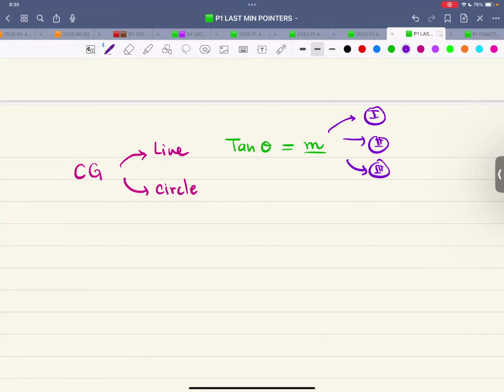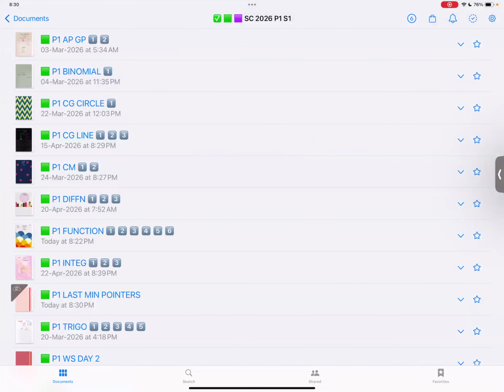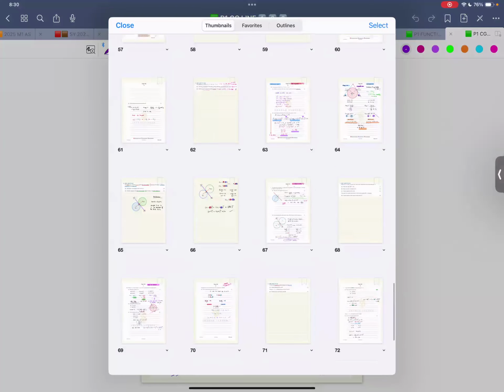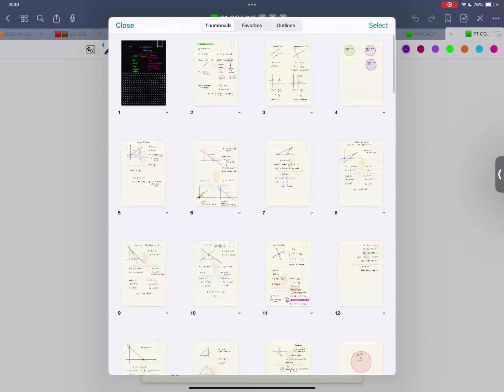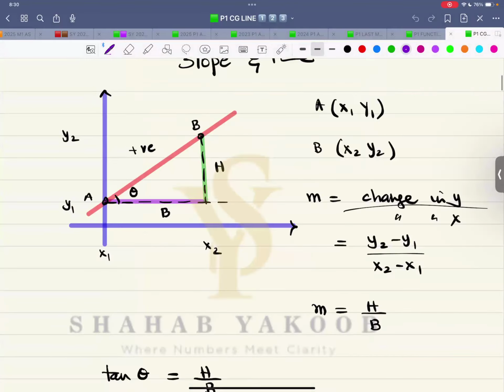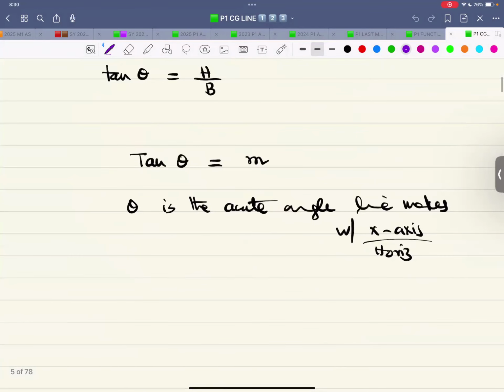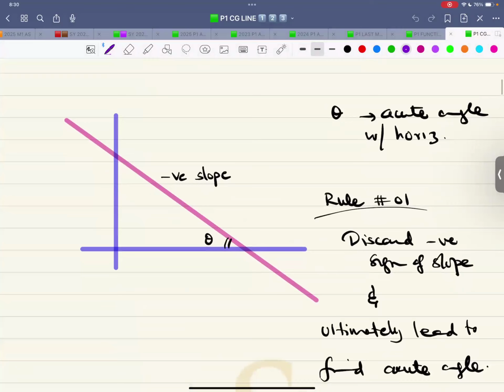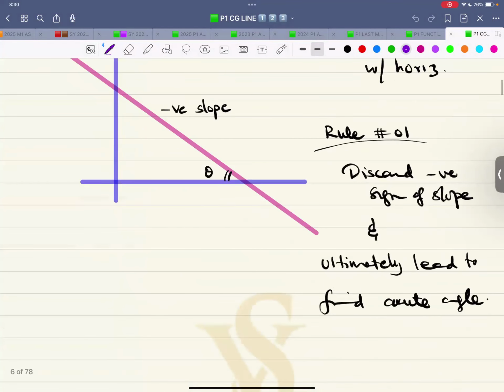So angle between 2 lines, let me see if that is here, coordinate geometry line. We did it in 3 classes. There it is. Okay. So now the first thing, slope and line: tangent theta equals the gradient of the line. Theta is the acute angle that the line makes with the x-axis. If the gradient is negative, ignore the negative sign and calculate the acute angle.